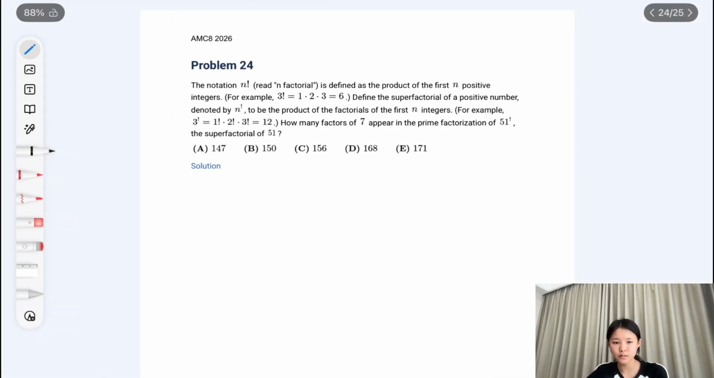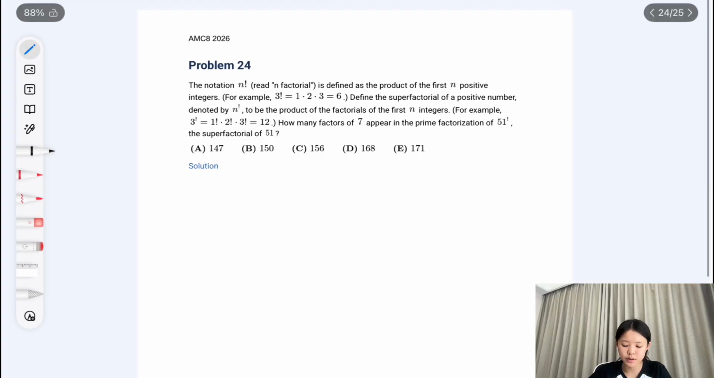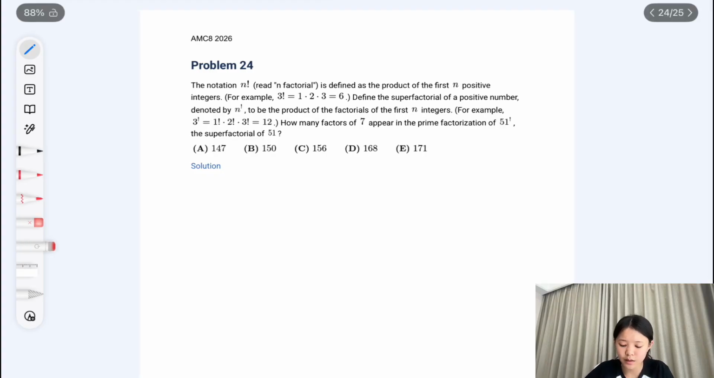Okay, problem 24. The notation n! reads n factorial and is defined by the product of the first n positive integers. So define the superfactorial of a positive number n to be the product of the factorials of the first n integers. How many factors of 7 appear in the prime factorization of the superfactorial of 51? So think about it this way, right?